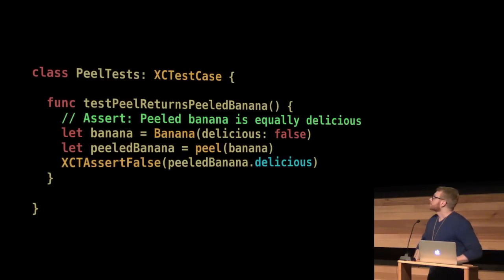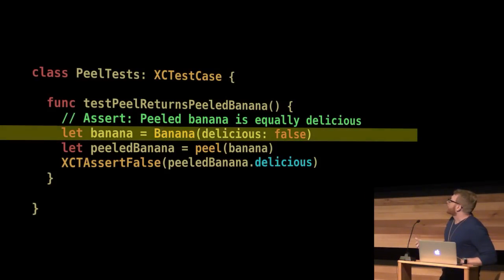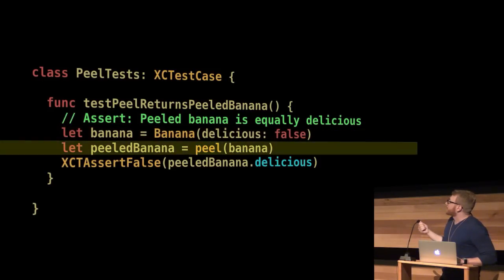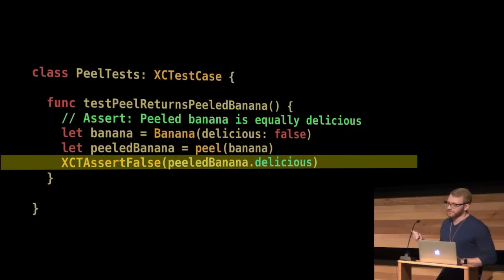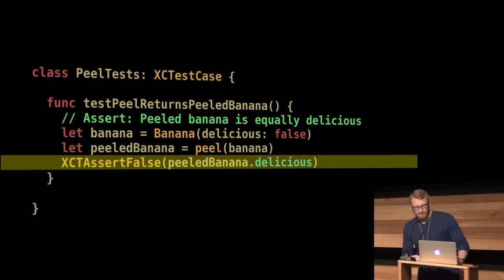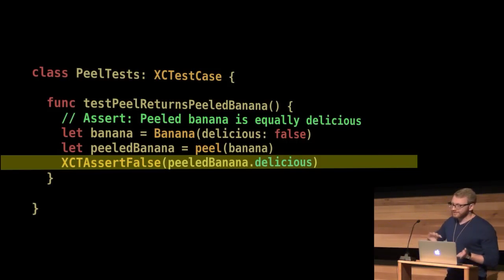Well, we don't really need that much setup or anything like that, right? I could write this all on one line if I wanted to. I just create a banana, I get a peeled banana back from my function, and then I assert that the peeled banana was just as bad as the original banana.